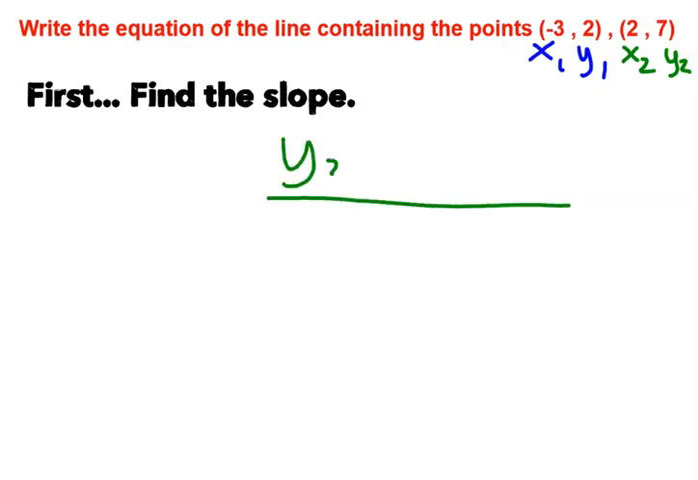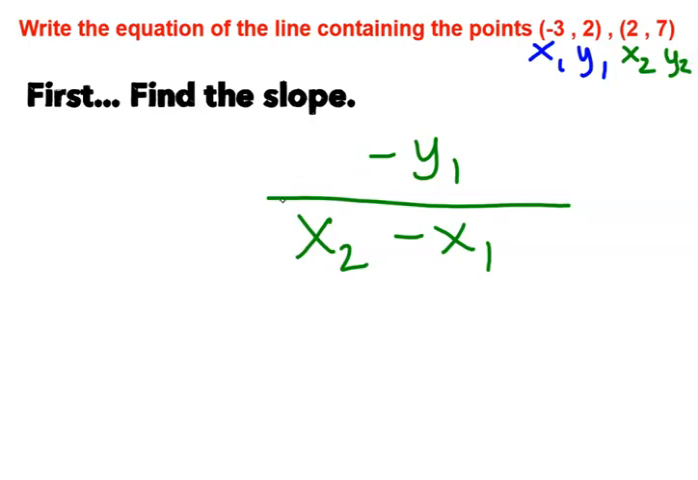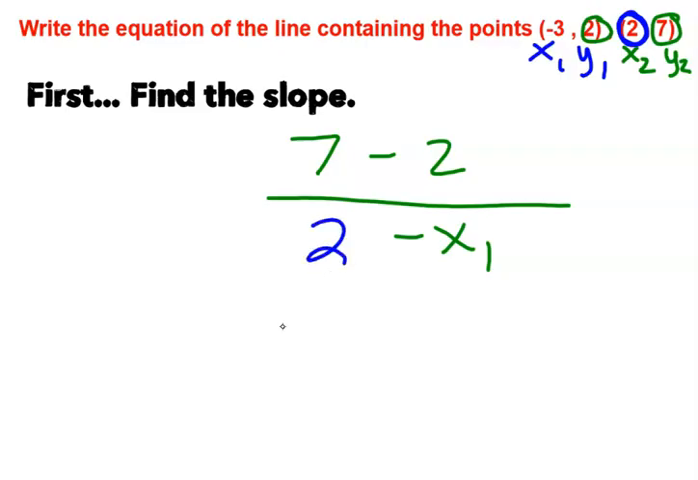Again, the slope formula is y2 minus y1 over x2 minus x1. So when you erase the y2, you replace it with the y2 number. When you erase the y1, you replace it with the y1 number. And the same is true in the denominator. If you replace the x2, you have to replace it with the x2 value. And when you replace the x1, you replace it with the x1 value.